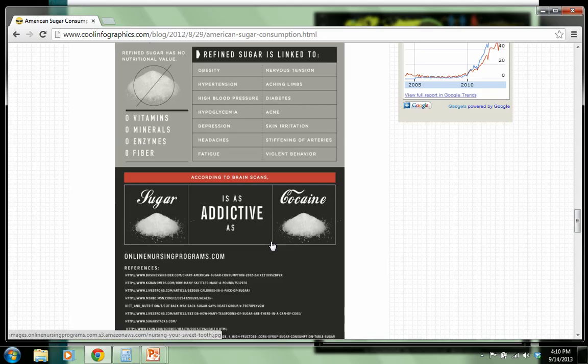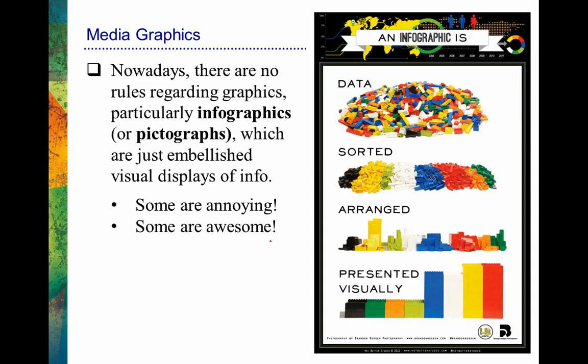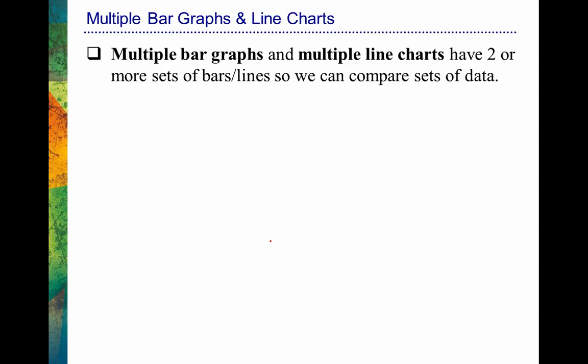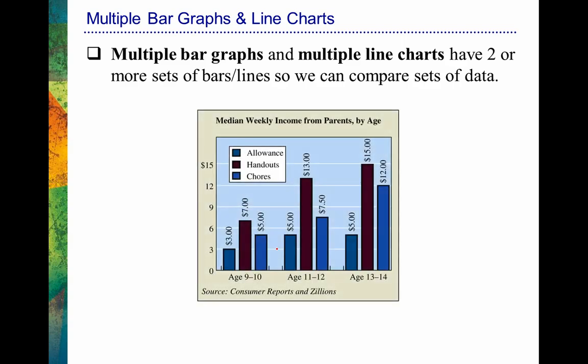So there are a lot of great ways to display data in the media, and let's talk about some of them in a little more detail. Let's talk about multiple bar graphs and multiple line charts. What they have is really 2 or more sets of data within a graph so that we can compare that data. So here's a good example.